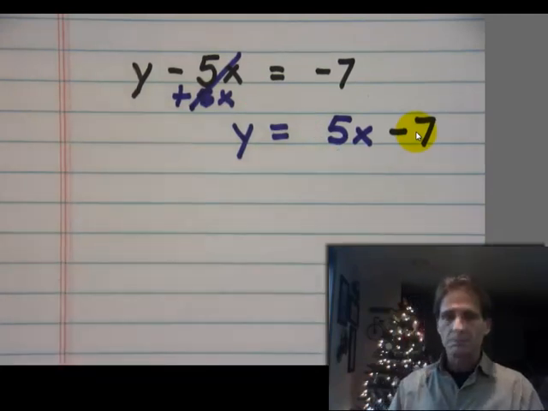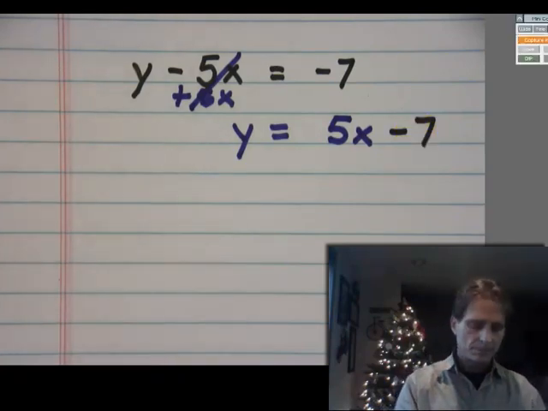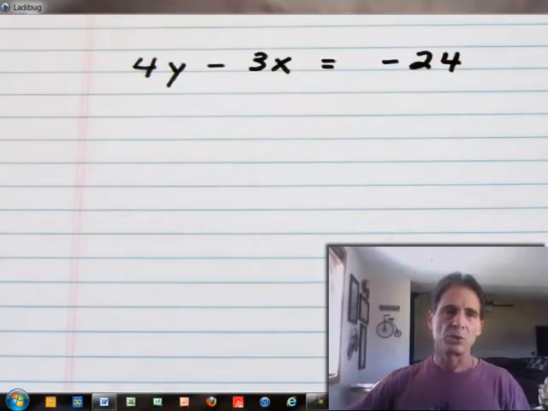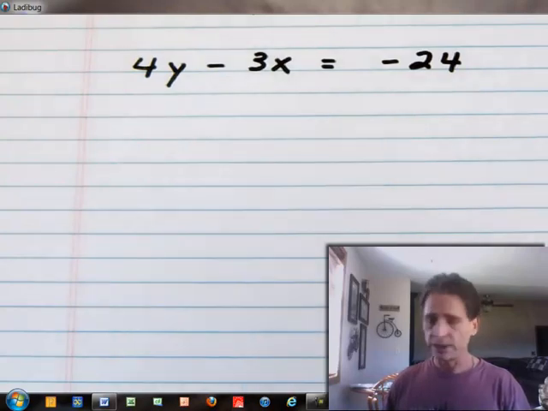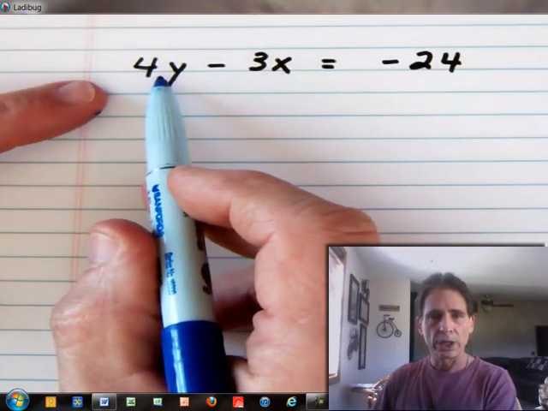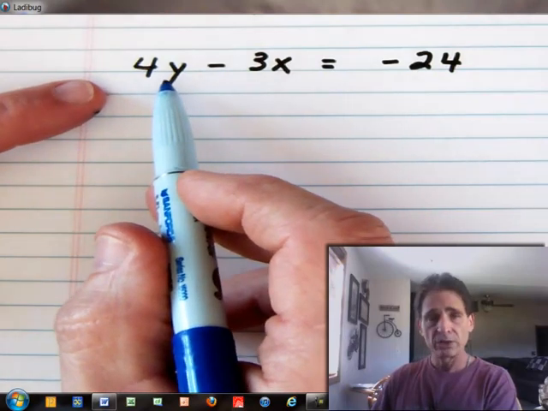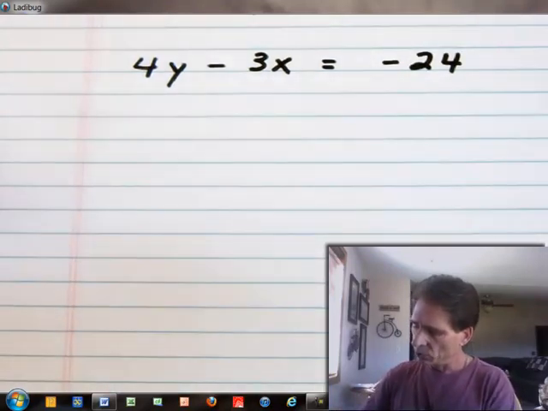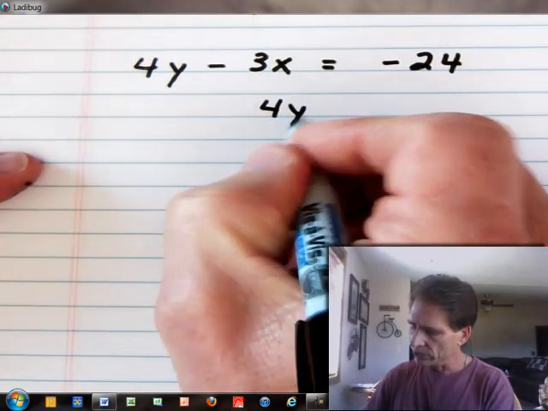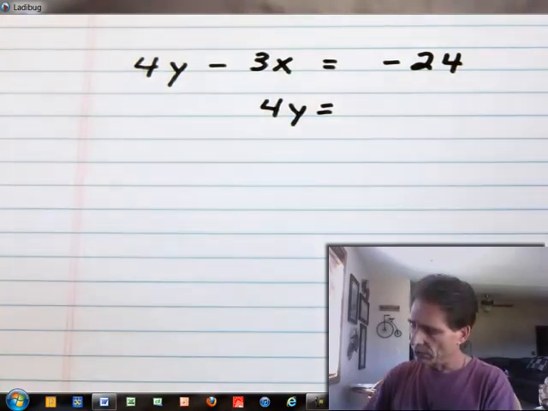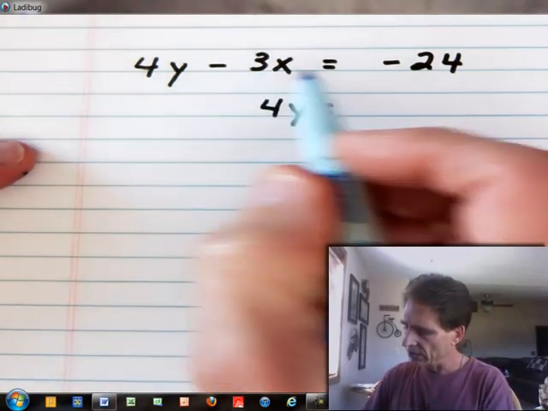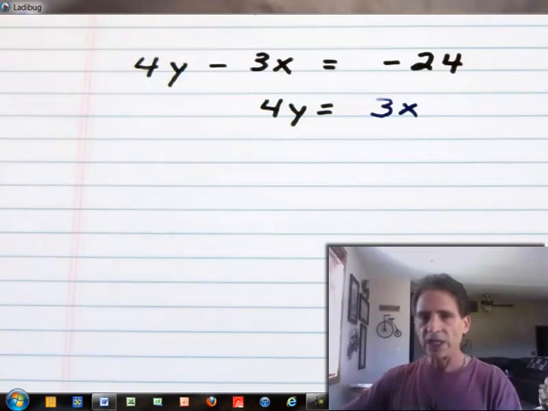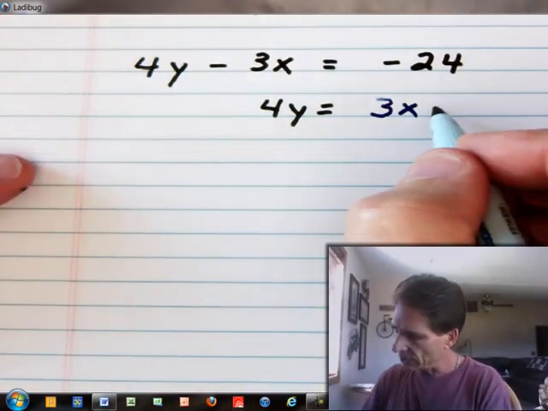Let's do another problem. Here's another problem, a little more difficult. We still want to write it in y = form, but now we have 4y over here, which is the difference. Well, we'll start out the same way. We'll try to get rid of this minus 3x, and instead of putting y =, I will put 4y =. I'm going to use the quick method. I can move this from this side to this side by simply changing the sign from minus to plus. The negative 24 did not move, therefore I leave it the same.